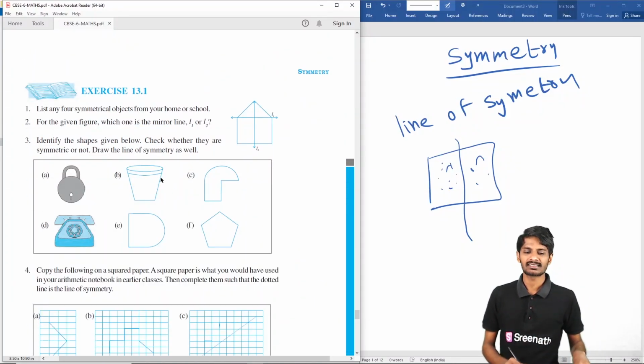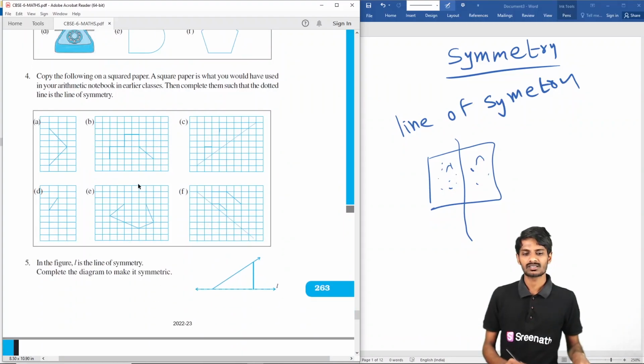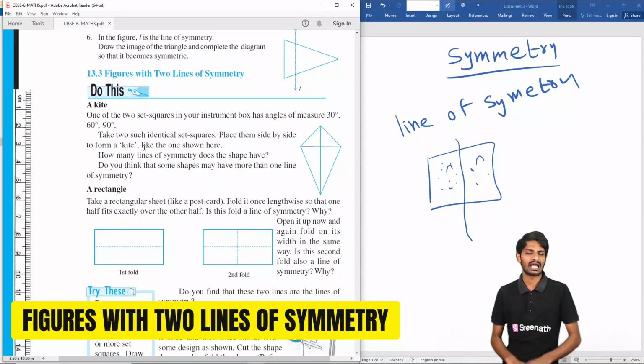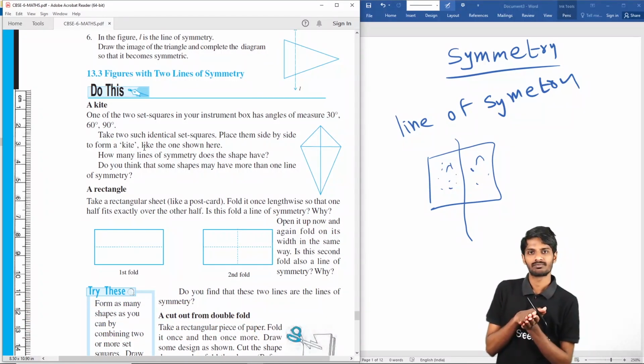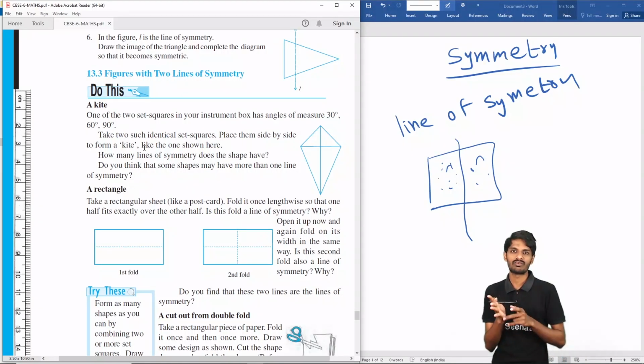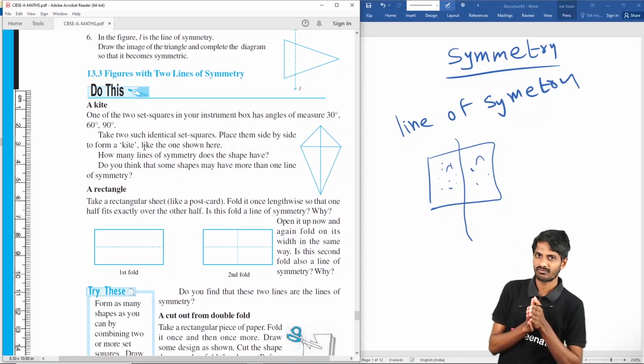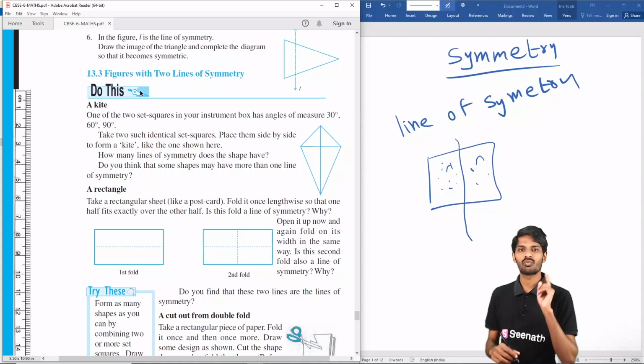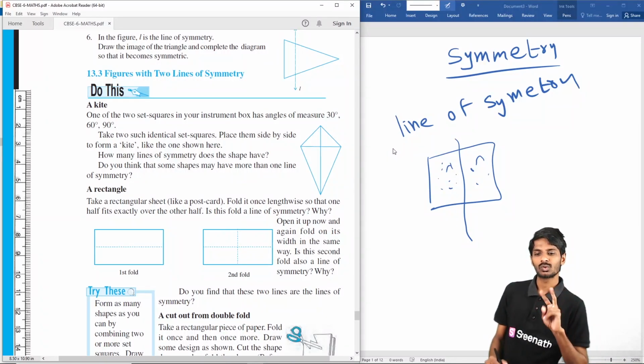Next, solve this exercise based on the concepts which we have learned, students. After completing it, figures with two lines of symmetry. Until now we have folded only one time, and we have seen the symmetry along only one line. We call that the line of symmetry, or the axis of symmetry. Now we are going to discuss figures with two lines of symmetry. Until now we have discussed one line of symmetry. Now we will discuss two lines of symmetry.